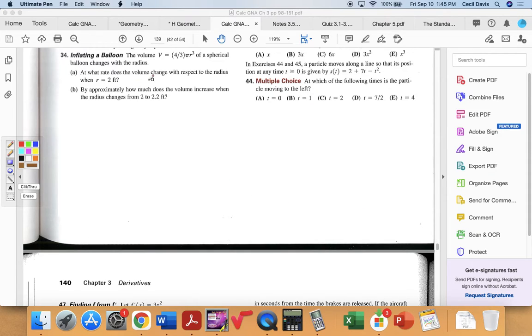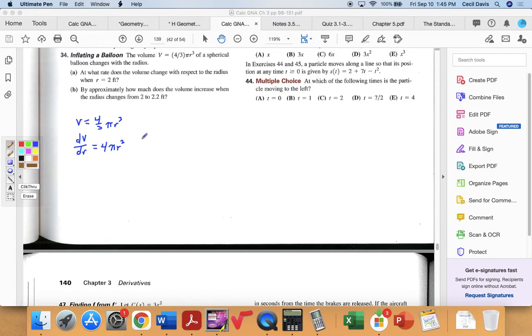At what rate does the volume change with respect to the radius when r is equal to 2 feet? All right. So if the volume is 4/3 pi r cubed, then the change in the volume with respect to the radius, dV/dr, is 4 pi r squared. Correct? Yes, I just did 4 pi r, not 4 pi r squared. Oh, oops. Yeah.